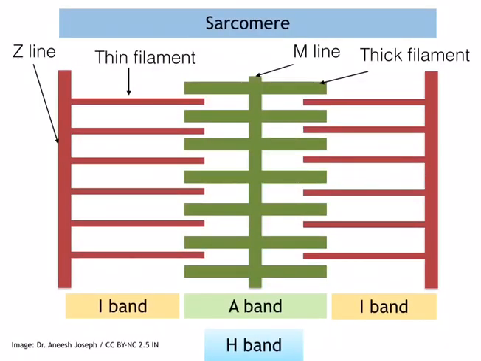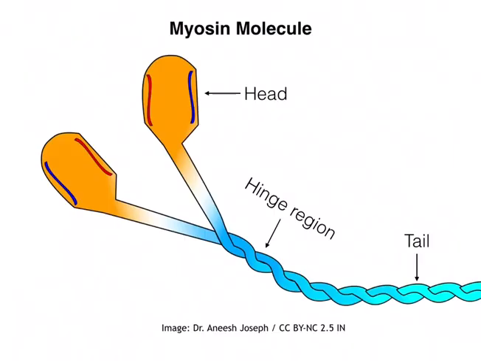Muscles are made up of sarcomeres kept in series. So if you look at each sarcomere, you have thin filaments and thick filaments. The green are the thick filaments, and in red you have the thin filaments. The thick filaments are made up of myosin molecules. Myosin molecules have a head, a neck region, and a tail. The tails are coiled together.